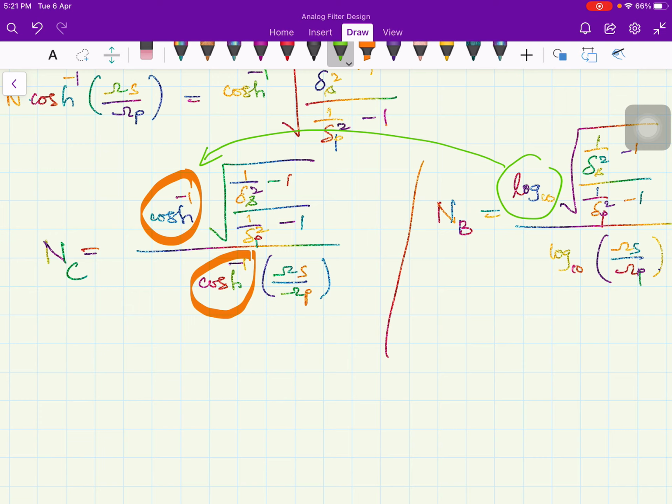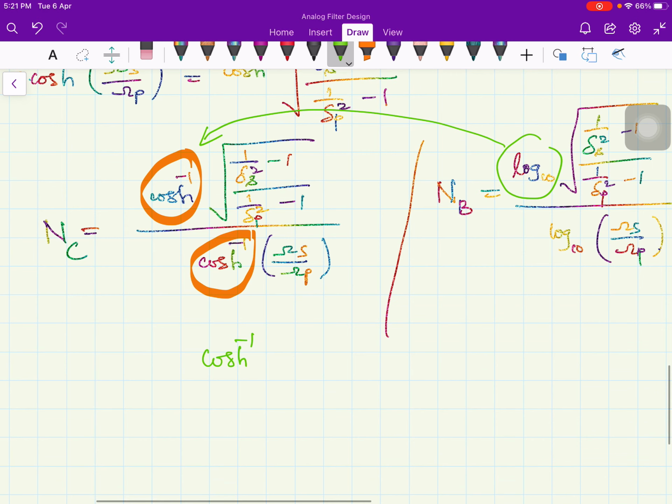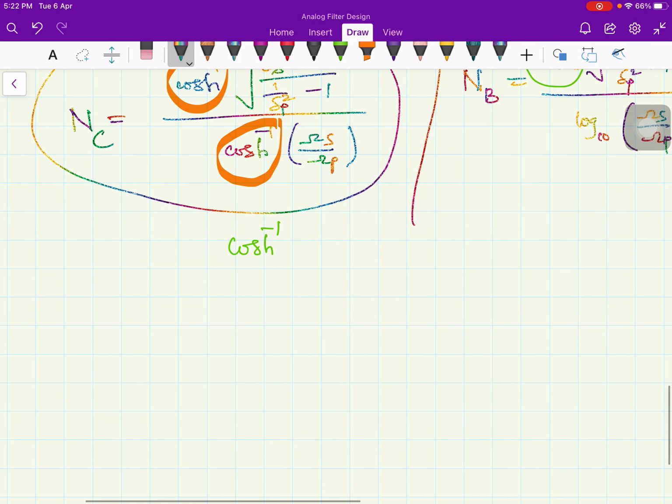And you know, log is available in all calculators, but cosh inverse is not available in all calculators, and therefore for computing cosh inverse you will have to use a log table or a mathematical handbook. Some computers have cosh inverse, but this is the formula. This is the formula to calculate the order of the Chebyshev filter.